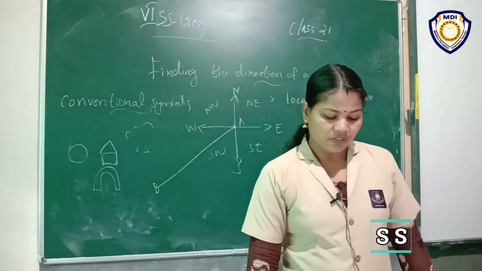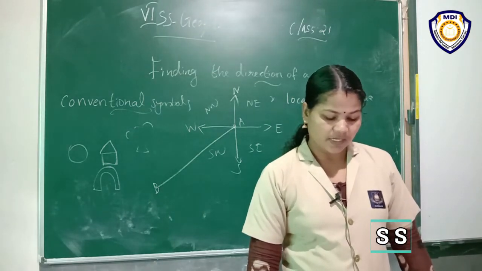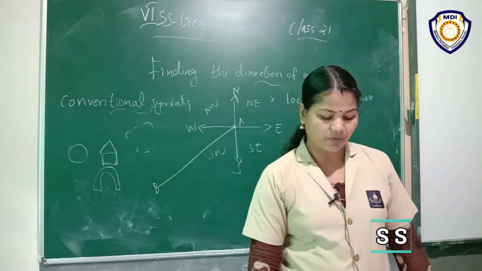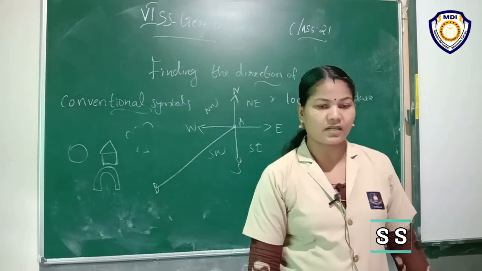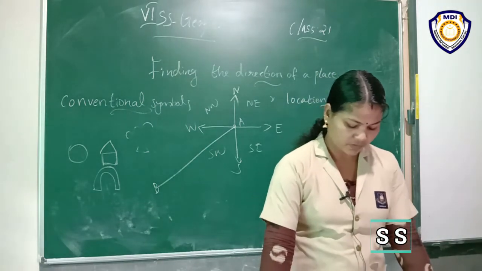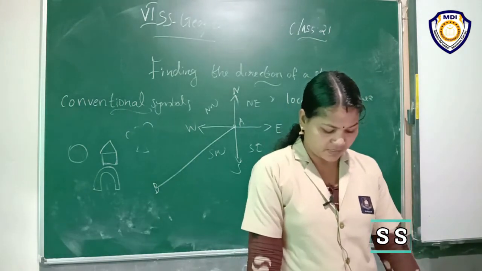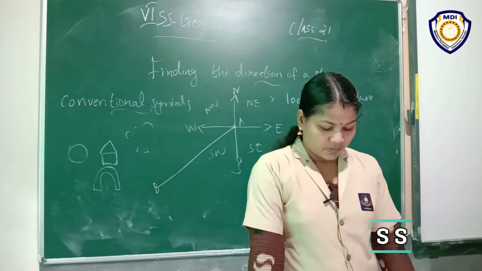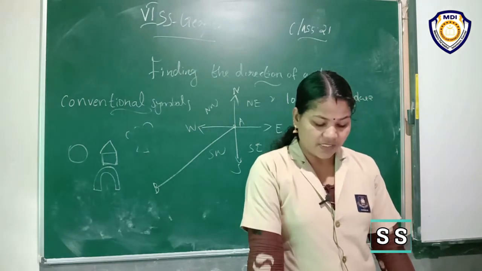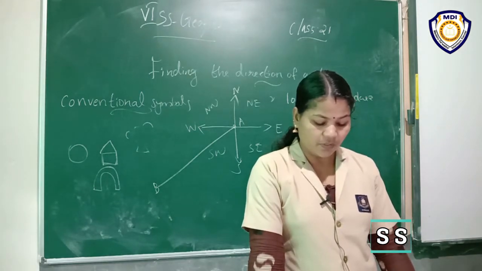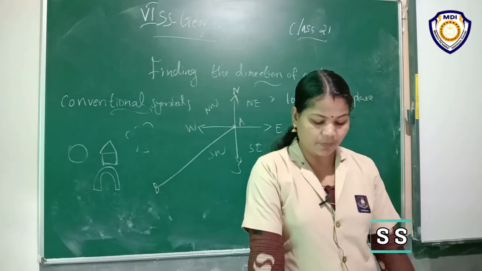People all over the world use the same set of symbols, or there is an international agreement on these symbols. These are called conventional symbols. Okay, in your textbook there are some common conventional symbols. Some common conventional symbols have been shown in figure 2.6. These will help you understand the details shown in a map.